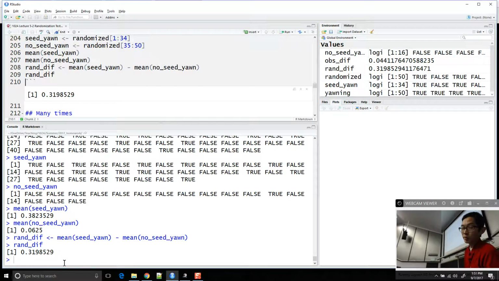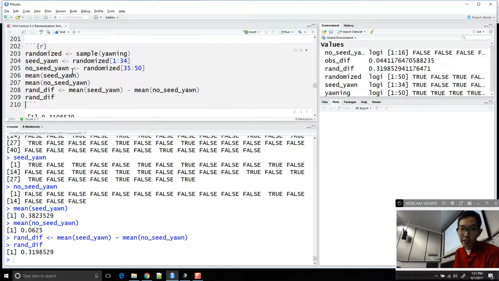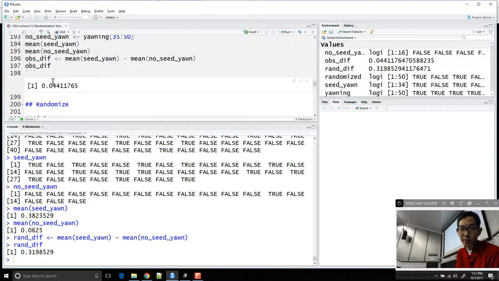Okay, and so we just want to know how often do we get differences like ours or something more extreme. This is the observed difference, right? And so we want to know what is the probability that if the null hypothesis were true, we would get results like this or more extreme. We want to try to generate our own p-value by doing randomization ourselves. That's the big idea behind the randomization test.